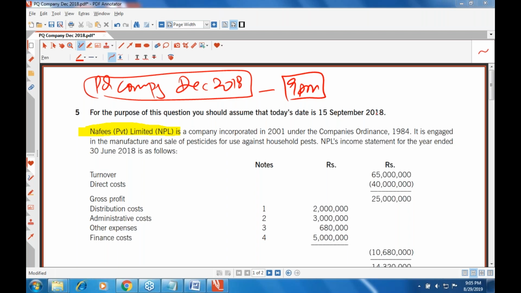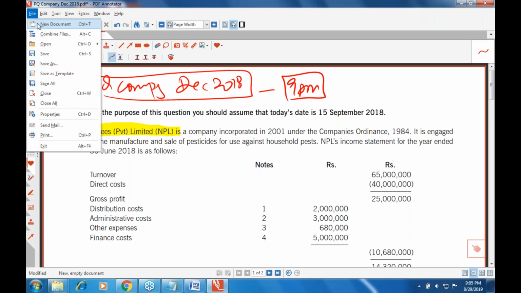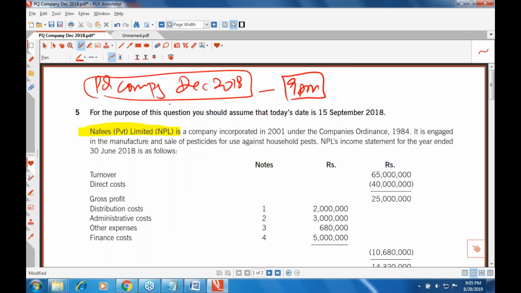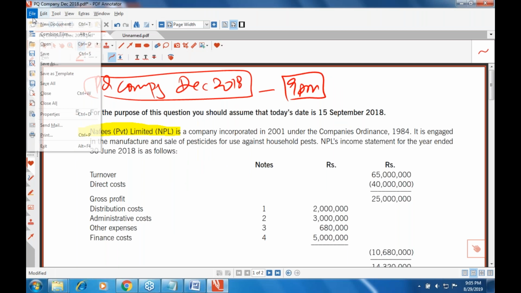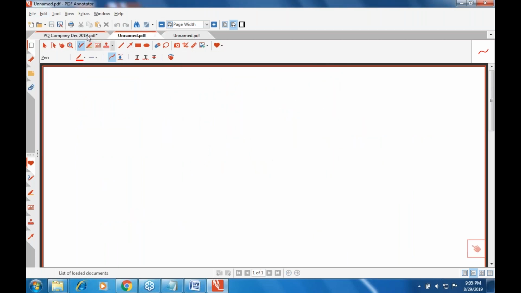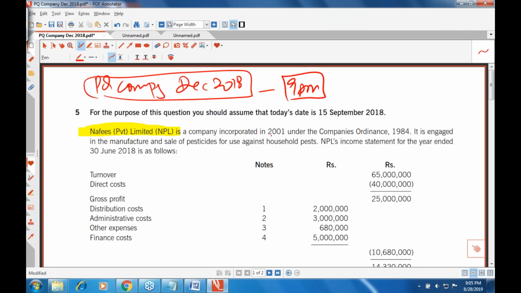Okay, so let's start discussing this question. The name of the question is Nafis Private Limited, and we need to estimate the taxable income of Nafis Private Limited. Now let's try to understand this. First of all, it says that Nafis is a company incorporated in 2001 under the Companies Ordinance 84.